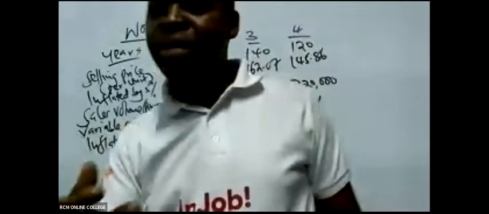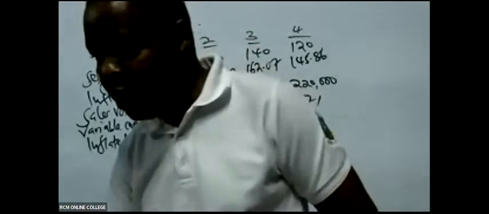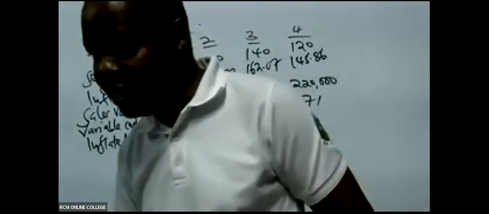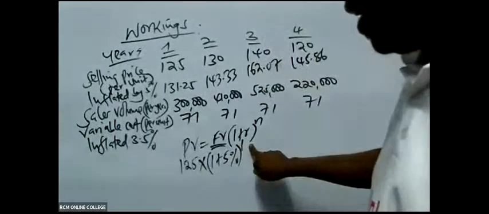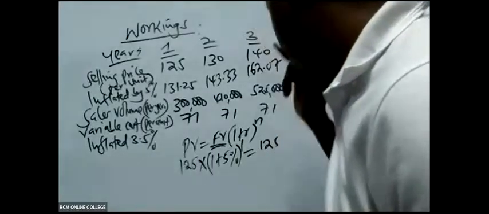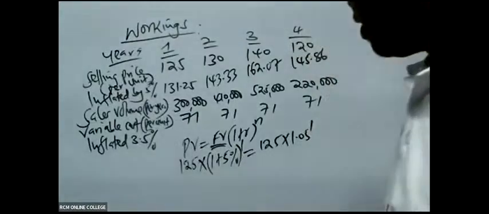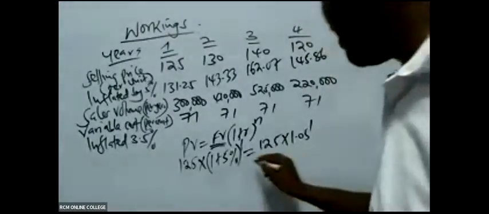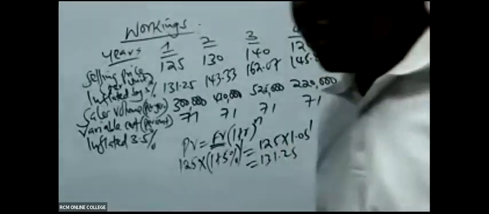Let me take you through this first. Then if there is another way, we shall look at it. So I raise it to 1. I take 125, multiply by 1.05, and raise it to 1. Can you use your calculator here? I believe you'll get 131.25. Is that correct?